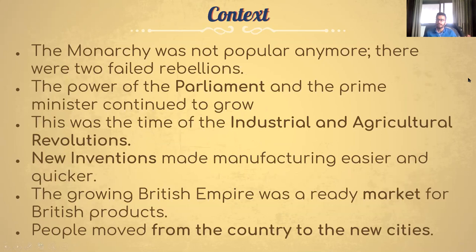Okay? So, first, England is still in the same status. The monarchy is weak. There's a king, there's a queen, there is everything, but they don't have much power. Most of the power is for the parliament and the prime minister. So now the head of the country is not the king, it's the prime minister. Remember back during the era of King Henry VIII, we have God, then the king. But now, even the prime minister, even the members of the parliament are more important than the king. So the monarchy was not as popular and not as powerful as it used to be. And because the English people were always connected to the king, to the queen, to the monarch, two failed rebellions happened. So two times people tried to rebel, but both times failed.